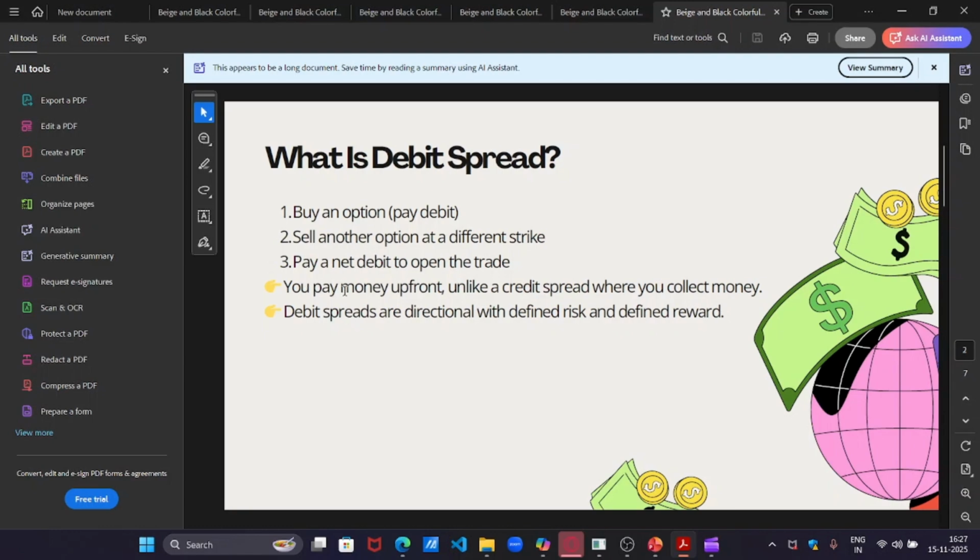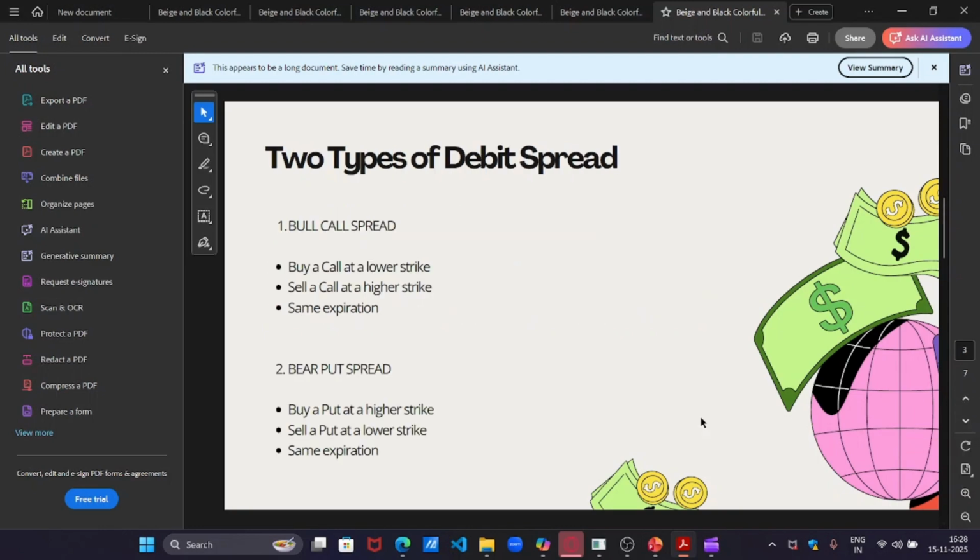So you pay money upfront, unlike credit spread. In credit spread, you were selling at a higher premium, buying at a lower premium, which was a credit, selling premium minus buying premium. Now debit spreads are directional, okay, and here also we have defined risk and defined reward, which we will see when we see the payoff chart when we create the strategy in Sensible.